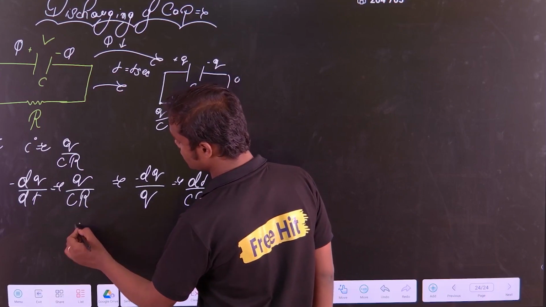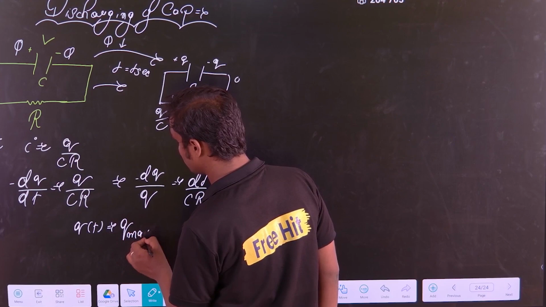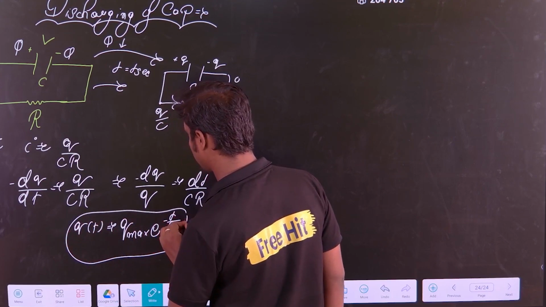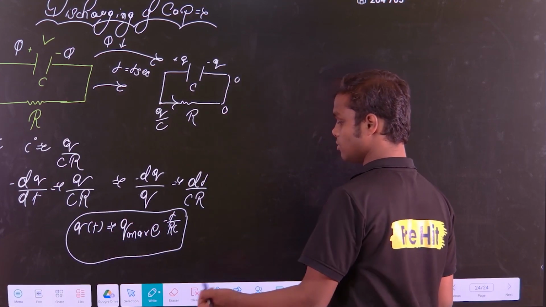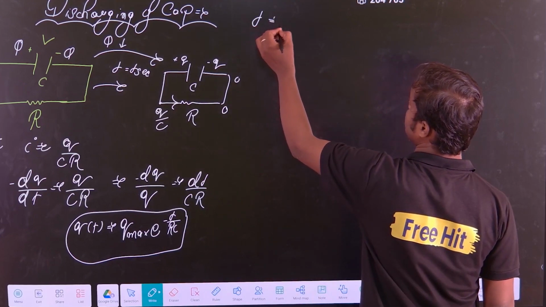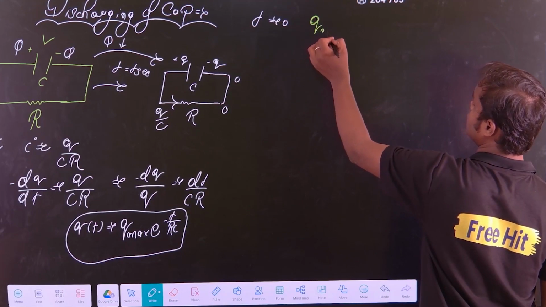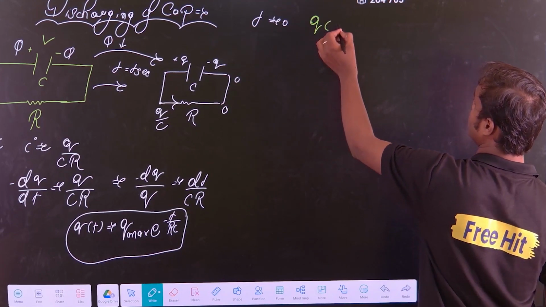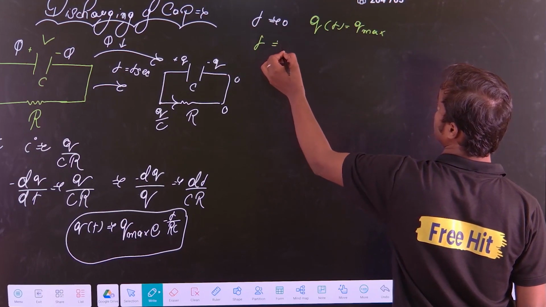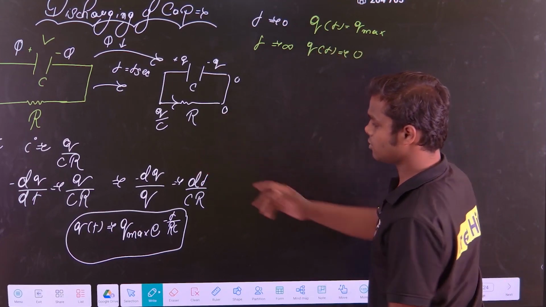So if you integrate this, you will get what? Q by t is equal to the same equation. You will get Q max into e to the power minus t by RC. Clear? Now, with this equation, let me ask you, at t equal to 0, what is the charge? You can tell me, sir, Q of t will be Q max only. And at t equal to infinity, Q of t will be equal to 0. Finally, it will become discharged. That is the equation we will get.